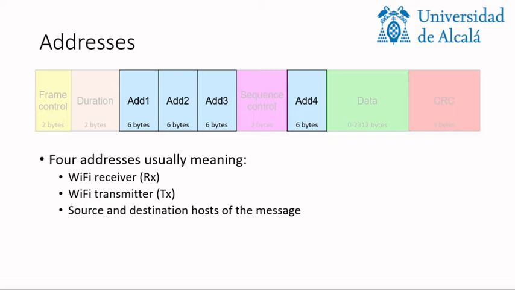Afterward, we have 4 addresses. This might sound strange, but we have a specific video independent from this one in which we explain why we have 4 addresses and how do we use them to send the traffic. Because in the end, we have one destination and one source. So why do we have 4? Please check the other video.